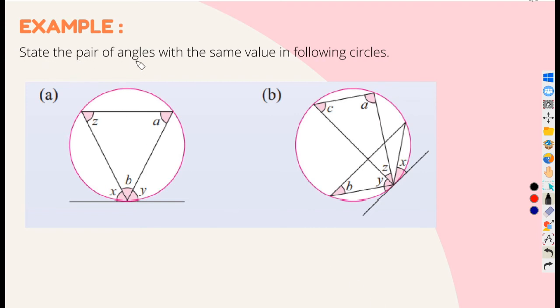State the pair of angles with the same value in the following circle. The alternate angle, which is opposite to the angle, is X here. We see that X is equal to angle A inside the triangle here, so angle X is equal to angle A. The other one here is Y, and Y is equal to angle Z.